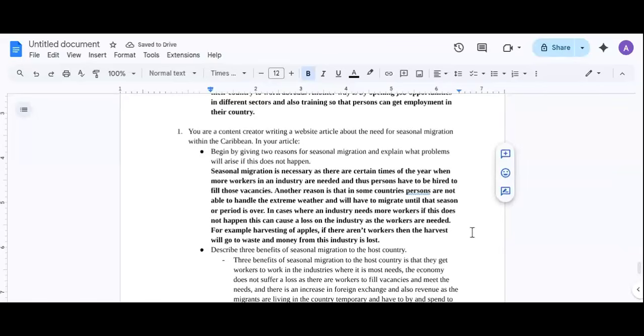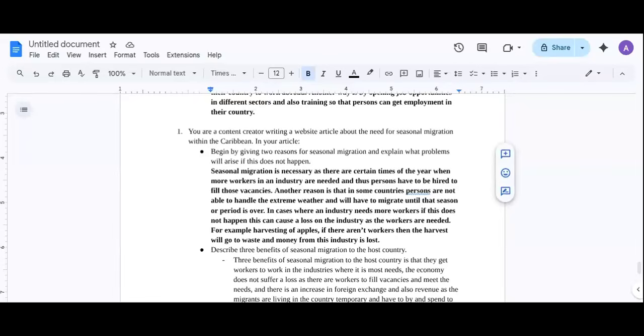In cases where an industry needs more workers, if this does not happen, this can cause a loss to the industry as the workers are needed. For example, harvesting of apples. If there aren't workers, then the harvest will go to waste and money from this industry is lost.